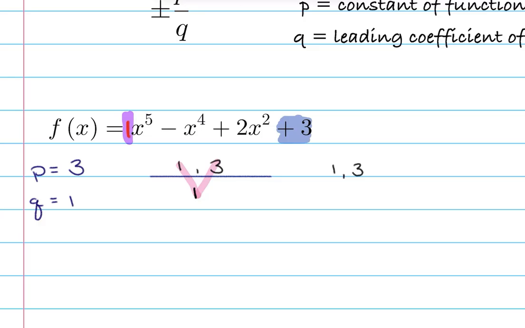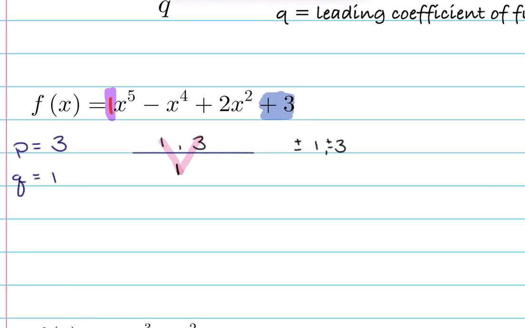So the last thing I'm going to do is put a plus or minus in front of the 1 and a plus or minus in front of the 3. Because I told you earlier, we didn't have to worry about the signs. When you're listing potentials, it's always going to be both the positive and the negative. So if I were to list them all out, I would say that the potential roots of this polynomial are 1, -1, 3, and -3. You can write it either way. Both will be accepted.